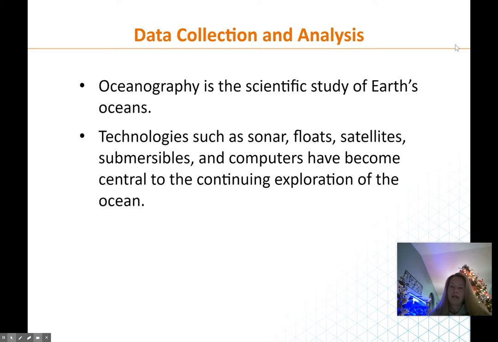And we use a variety of technologies. So we use satellite images, we use sonar, we use floats, submersibles, computers, all kinds of things to analyze and study a huge variety of things in the ocean. So we study geology of the ocean, we study volcanism in the ocean, we study salinity, we study sea creatures, ocean currents, weather, all kinds of things. So the ocean really is kind of the backbone of Earth.